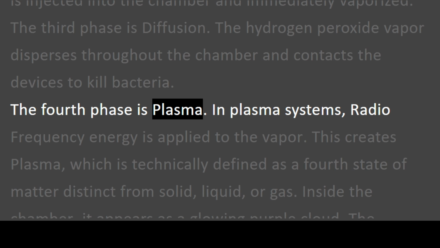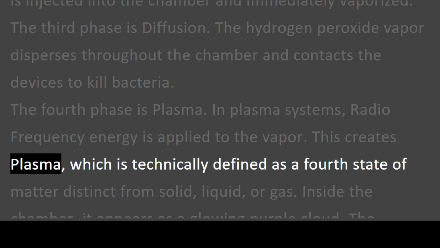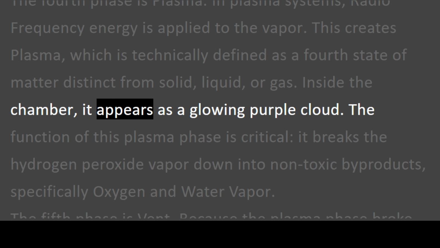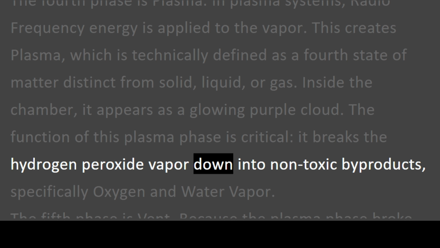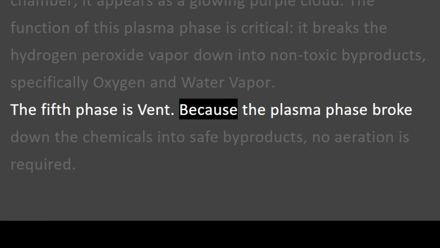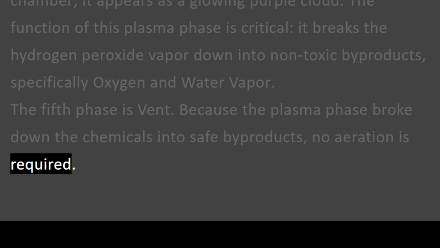The fourth phase is plasma. In plasma systems, radiofrequency energy is applied to the vapor. This creates plasma, which is technically defined as a fourth state of matter distinct from solid, liquid, or gas. Inside the chamber, it appears as a glowing purple cloud. The function of this plasma phase is critical. It breaks the hydrogen peroxide vapor down into non-toxic byproducts, specifically oxygen and water vapor. The fifth phase is vent. Because the plasma phase broke down the chemicals into safe byproducts, no aeration is required.